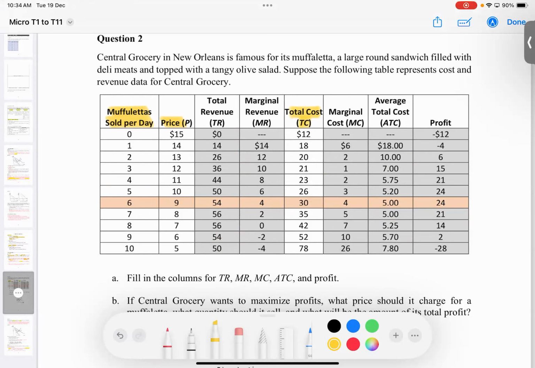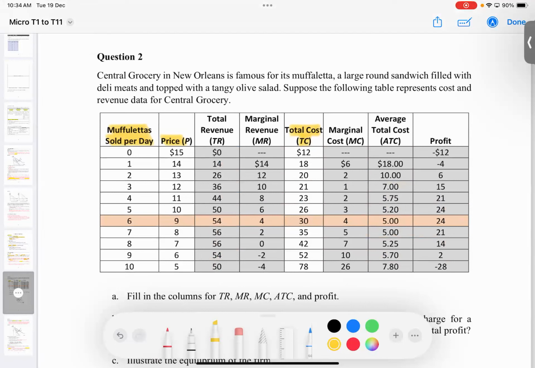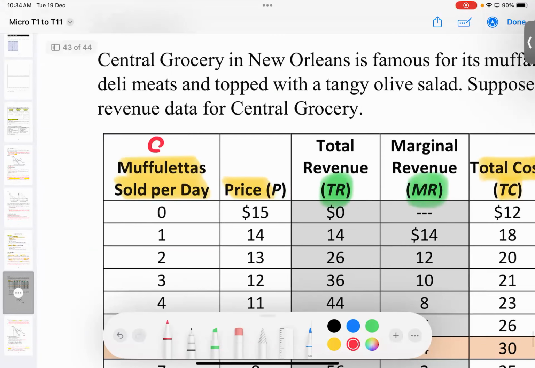Whatever I highlight in yellow is what has been given to you. They ask you to calculate total revenue, marginal revenue, marginal cost, average total cost, and profits. First of all, how do we calculate total revenue? Very simple, because this is quantity, we just use price times quantity, and you get your total revenue.